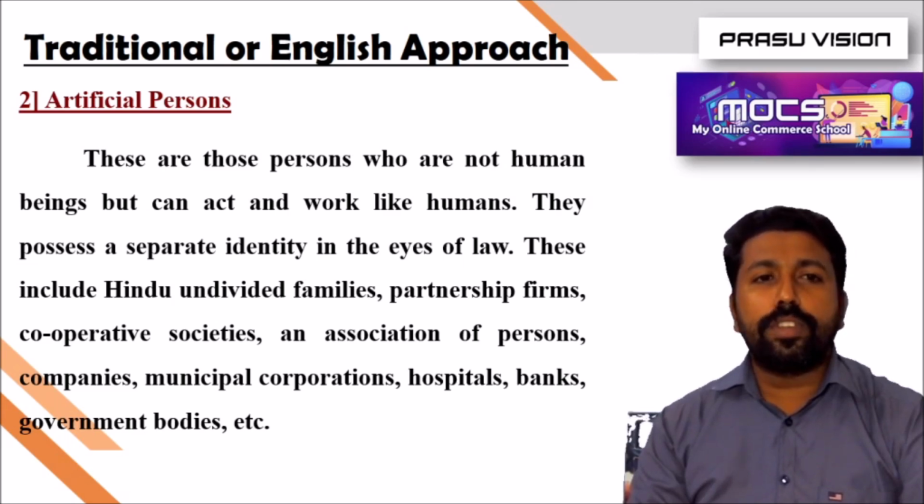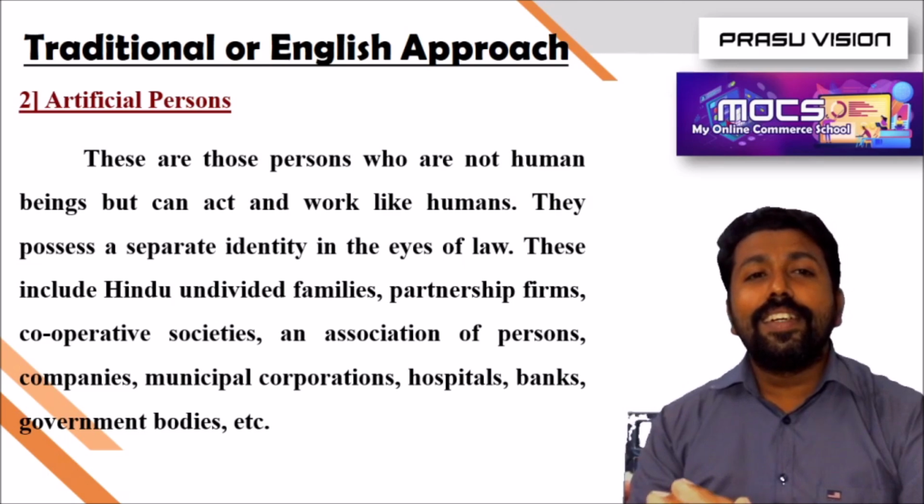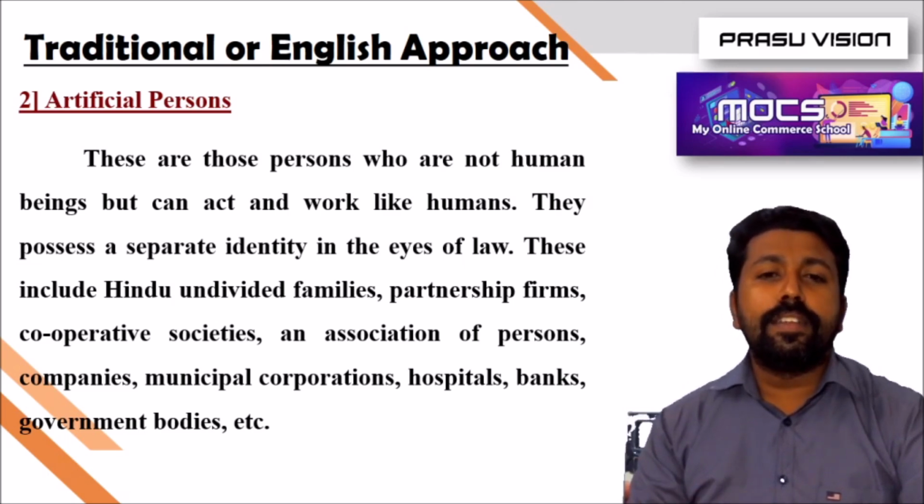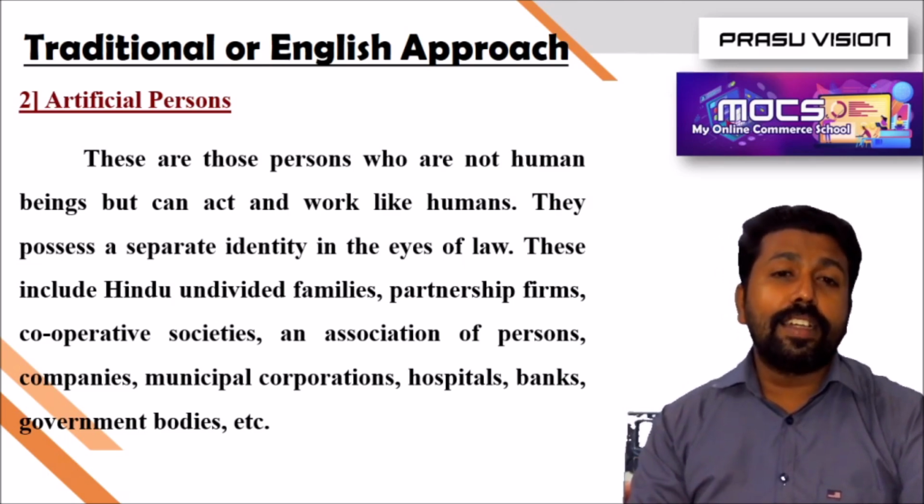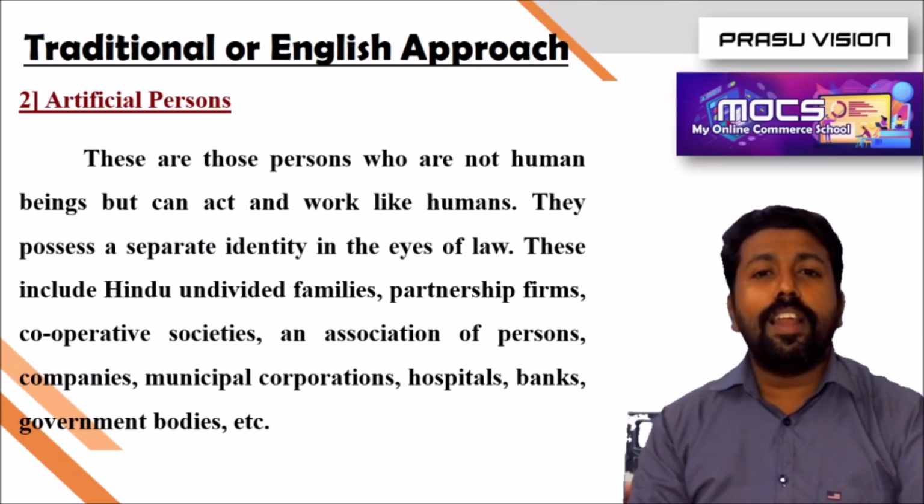So artificial persons include Hindu undivided family, which is a form of business, partnership firm, cooperative societies, an association of persons, companies, municipal corporations, hospitals, banks, government bodies. These are the examples of artificial person. Remember, this is the second category coming under personal account.